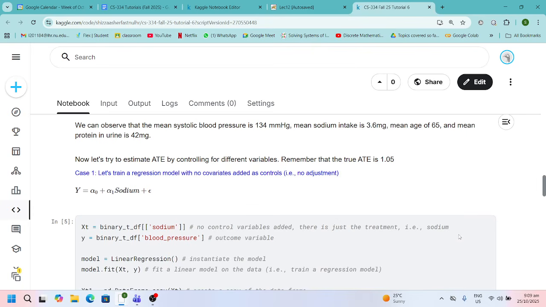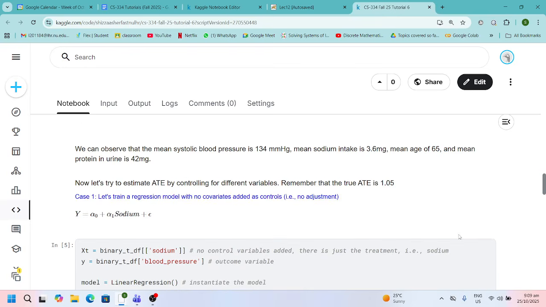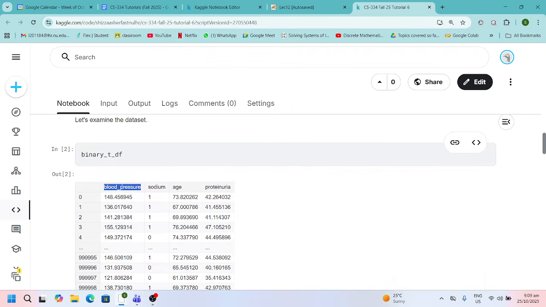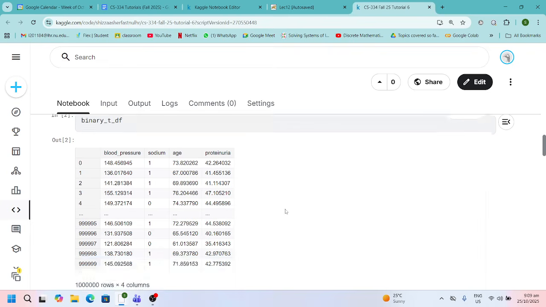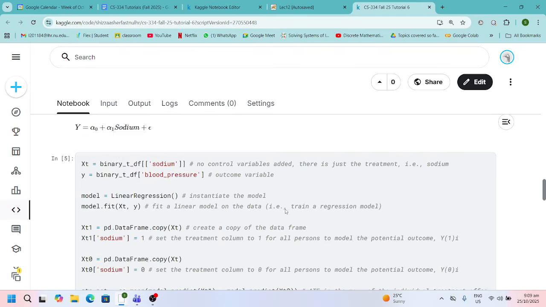Anyway, moving on towards your multivariate regression design, you're going to try and estimate the ATE by controlling for different variables. And you're controlling for what variables? Whatever you add as covariates in your regression model. So y equals alpha 0 plus alpha 1 into sodium plus epsilon is a small value that goes into your regression model. This is your intercept and this is your slope for sodium. So right now I'm actually only considering two things, the treatment and the outcome, sodium and blood pressure. I'm not considering age and I'm not considering protein and urea. So I did not consider any covariates.